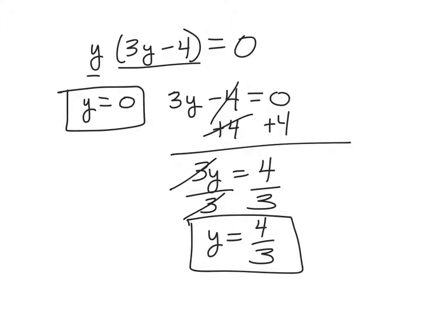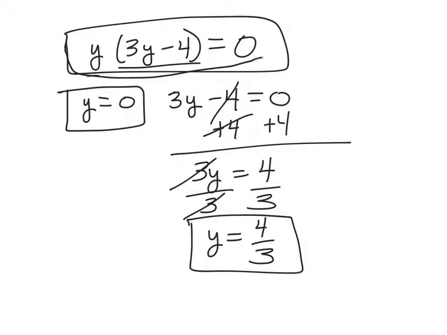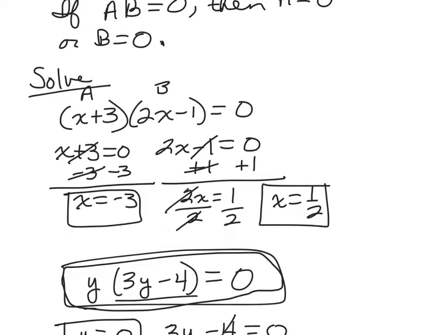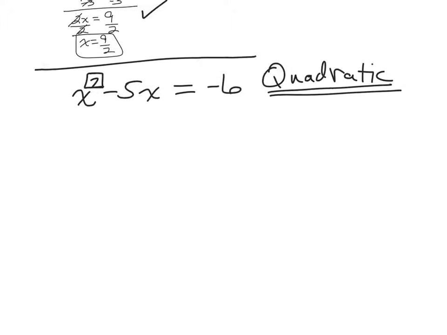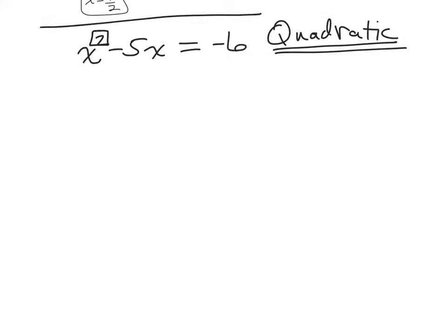So what does that mean for us right now? It means if I can get an equation to look like this right here, then I can solve it. If I can get it to look like something times something equal to 0, then I can solve it. Okay, now that's what we're going to try to do with this problem here. X squared minus 5x equal to negative 6. We're going to try to get that to be something times something is equal to 0. And then go from there.